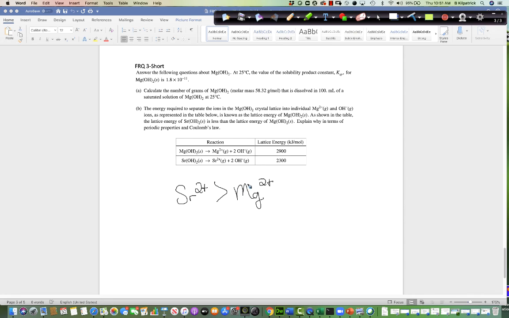Now, why or how does this relate to these numbers? It takes more energy to separate the magnesium hydroxide because it's smaller. So it takes more energy to separate these out. Because it's smaller, it can be closer to the hydroxide, which means it's more attracted. You get a point for identifying the fact that, or when you compare the sizes, you get another point for explaining how this deals with the numbers: the fact that magnesium is smaller means that it's more attracted to the hydroxide.